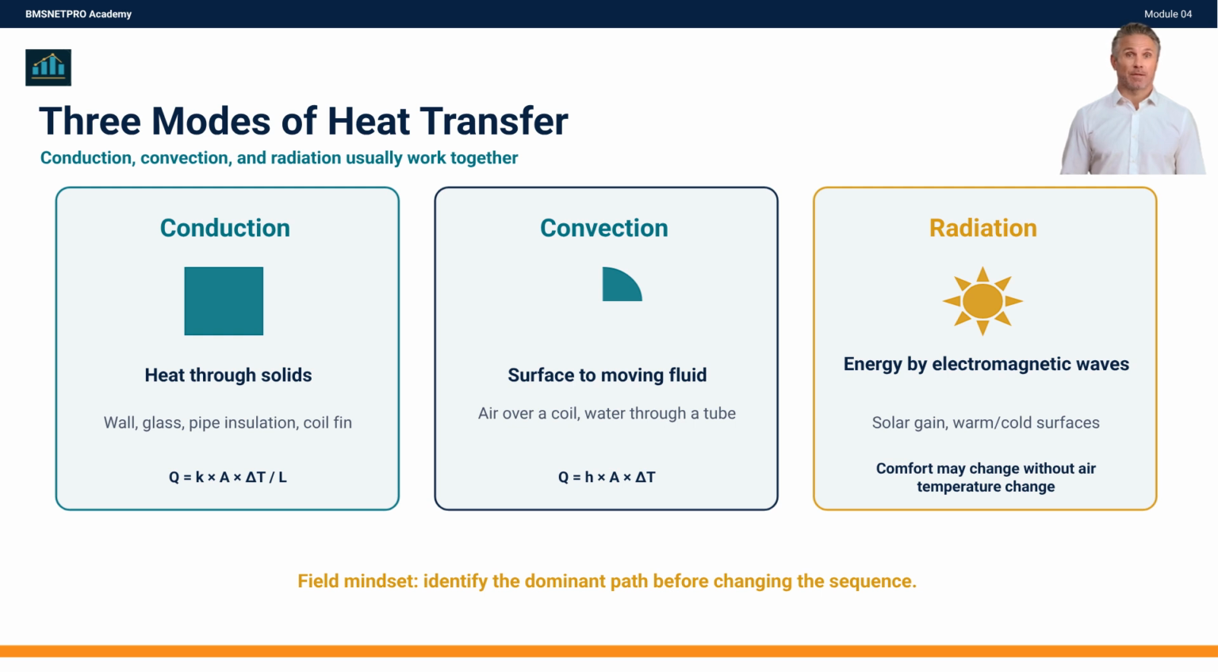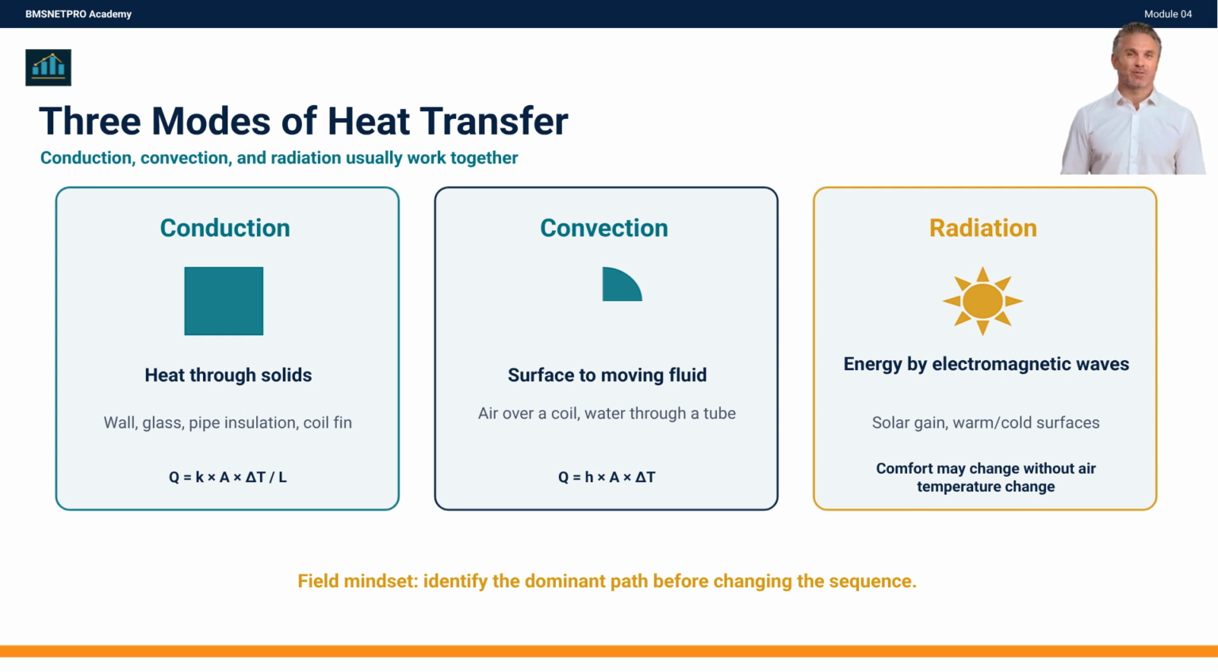Heat moves in three basic ways, and most building problems involve more than one. Conduction is heat moving through a solid material. Think about heat passing through a wall, a roof, glass, pipe insulation, or a coil fin. The path, material, area, thickness, and temperature difference all matter. Convection is heat moving between a surface and a moving fluid. In BAS work, that usually means air moving across a coil, water moving through a tube, or air moving across a wall or diffuser.